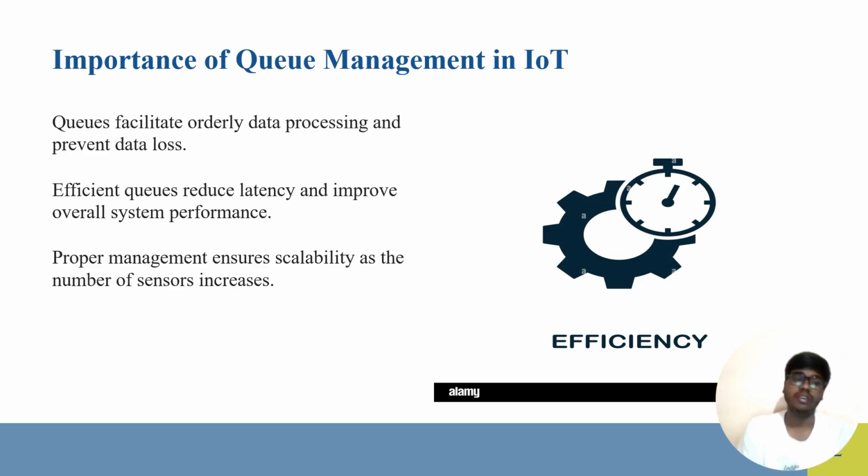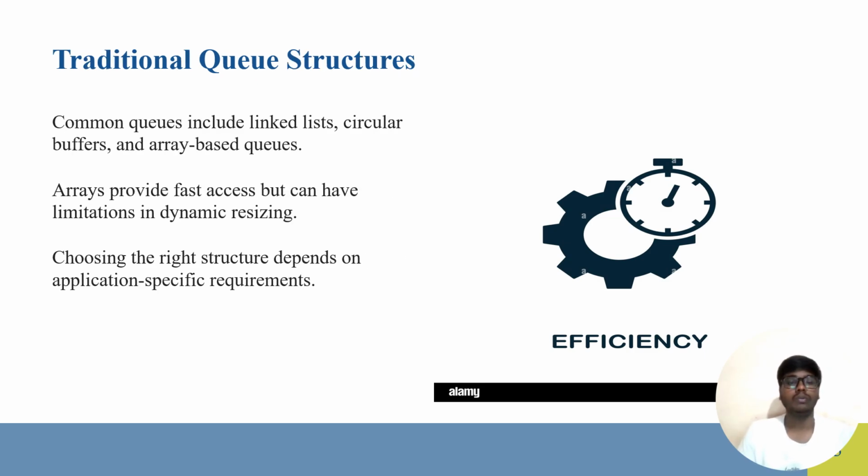Here are the most important points about queue management in IoT devices, the Internet of Things devices. Queues facilitate orderly processing and also prevent data loss, which is efficient in reducing the latency and improving the overall system performance. Proper management also ensures scalability as the number of sensors increases. And now we see the traditional queue structures.